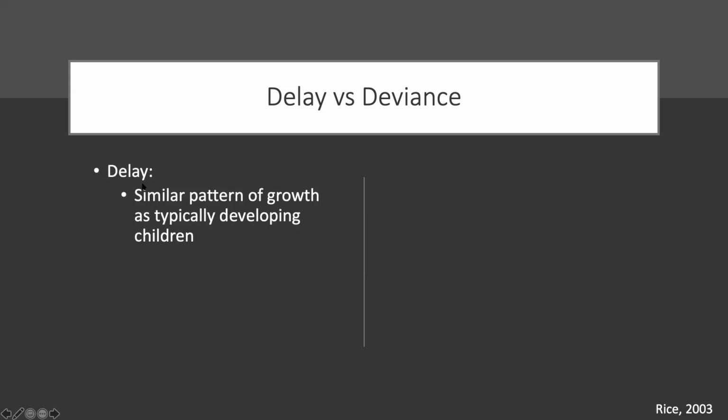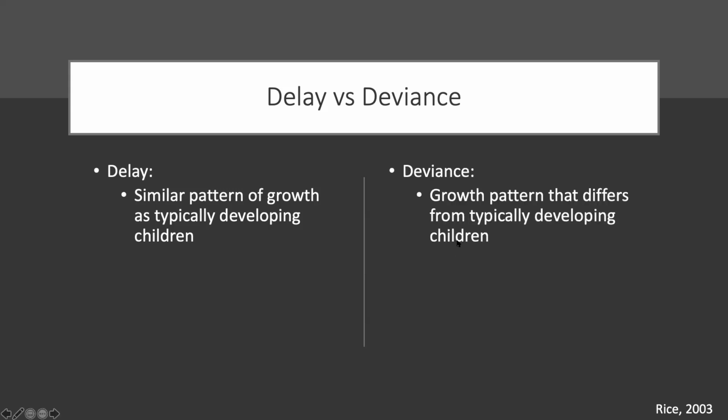So when we talk about delay, we're talking about a similar pattern of growth as typically developing children, but it's just a little bit behind. So it looks like the exact same trajectory, but it's behind. So maybe a 3-year-old is following the same trajectory as their 6-year-old sibling, in terms of how they're acquiring things and the order that they're acquiring things. We talked about the 1-word stage, then the 2-word stage, and then telegraphic speech. They're following those patterns, but slightly delayed. So if their sibling acquired the 1-word stage at around 1.5, they'll be doing it maybe at 2 or 3. So that's delay. Deviance is a growth pattern that differs from typically developing children.